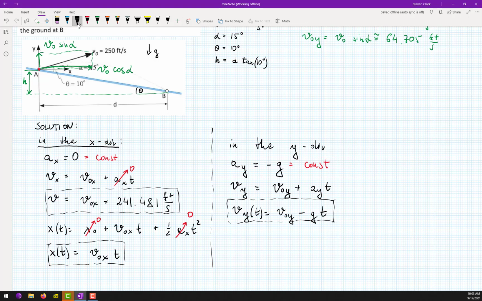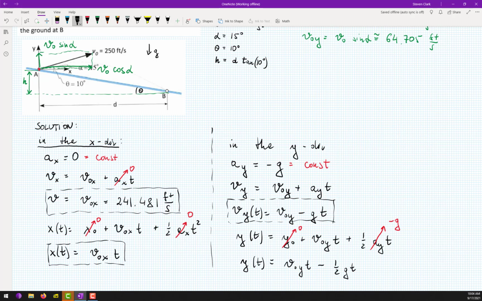Okay, we are done with our velocity. Now position. Okay, let's again fill out our expression. So that was minus g, and that was 0. So our y of t is v0y t minus 1/2 g t. And I see that I forgot a squaring here. Yeah, it should be squared. Okay, guys, great, we are done with integrating.